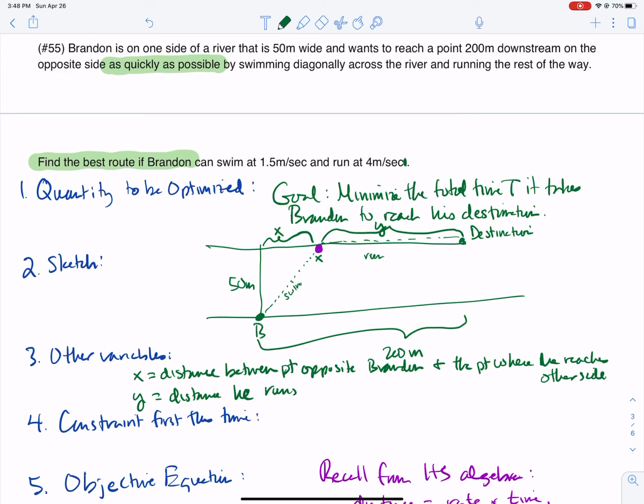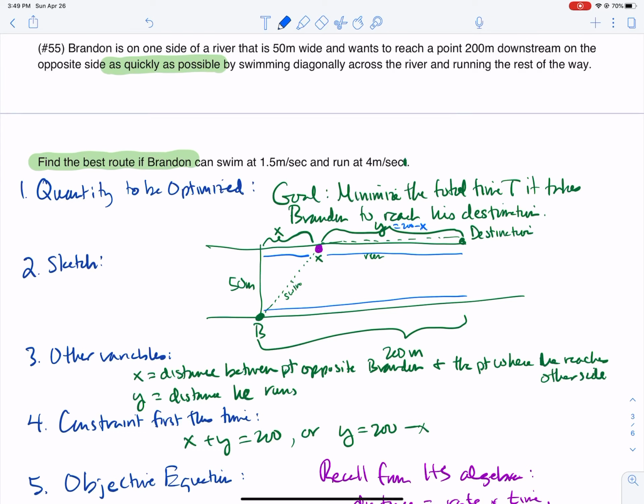So I've got these two other variables. And I want to do the constraint this time first. Hopefully we can see what the constraint is pretty quickly: this distance x and this distance y have to add up to the 200 meters that he's going to be traveling downstream. And so our constraint in this case is x plus y equals 200, or y is equal to 200 minus x. So I'm going to put that in here. What that does right off the bat is allow me to think of things in terms of just this one additional variable, x.